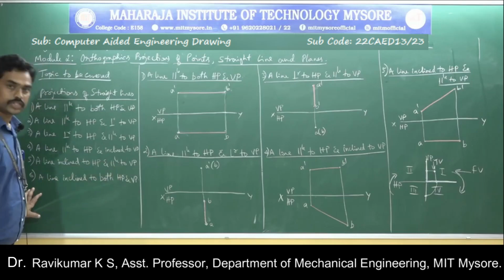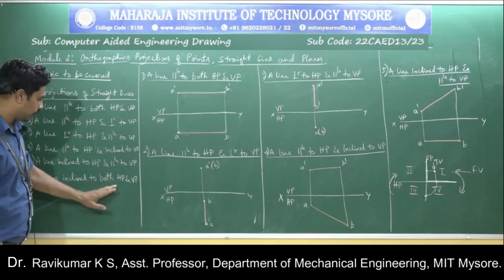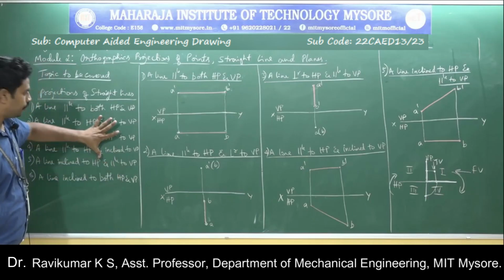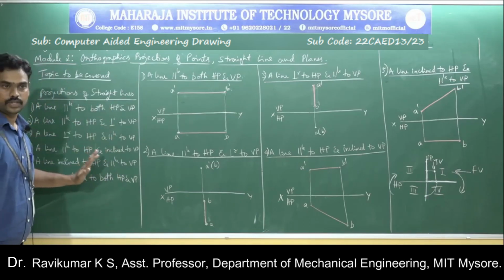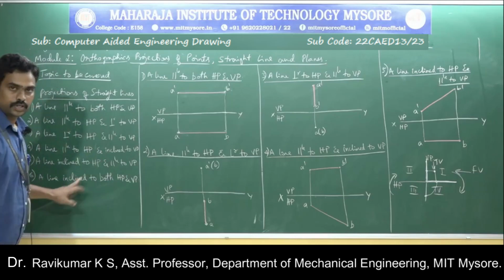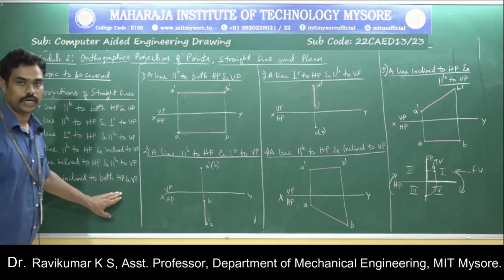Then the last case, which is most important, on which you are going to solve the problem, is the sixth one, a line inclined to both HP and VP. To discuss this one, you need the information of these five cases. So this is the basics for this one. You will be dealing with the problems on a line inclined to both the planes.